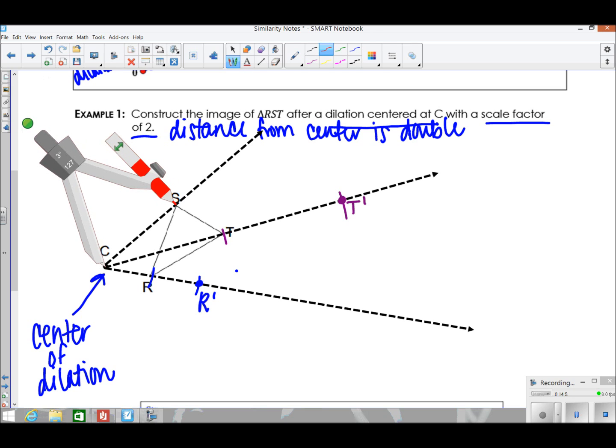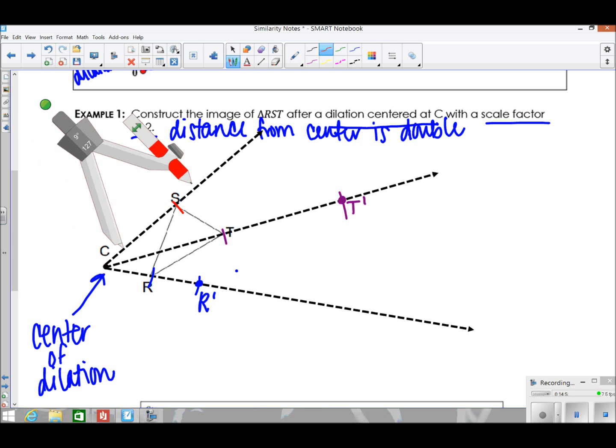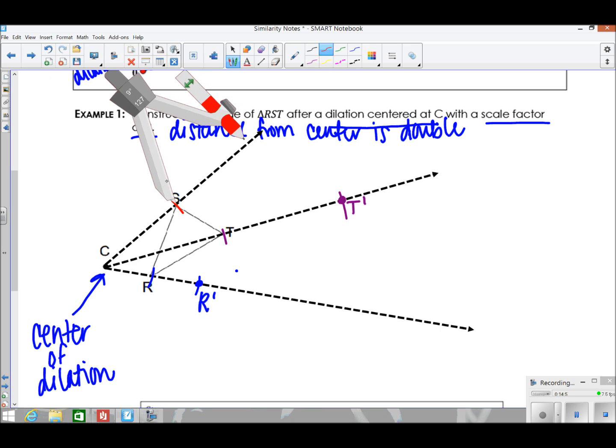So now you're going to mark an arc and then repeat it. And if for some reason your dotted lines aren't long enough, just extend them, because you have to see where the arc intersects with the dotted line, because remember, all the points have to be collinear. They all have to be on that same line.